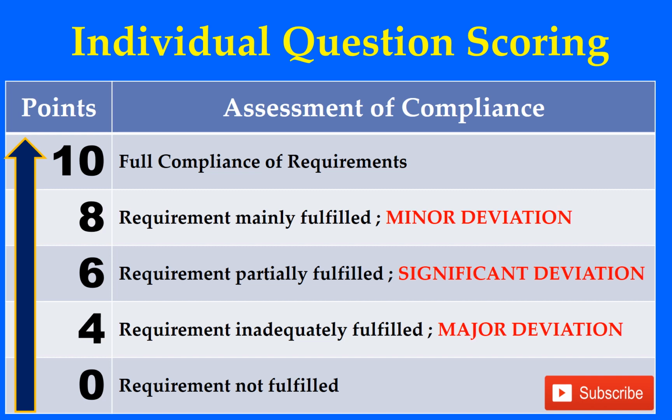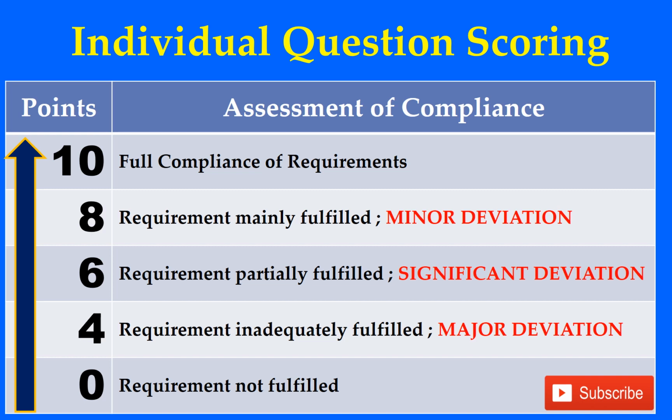8 stands for requirements mainly fulfilled. There is a minor deviation. 6 stands for requirements are partially fulfilled and there is a significant deviation. 4 stands for requirements inadequately fulfilled and there is a major deviation. And 0 stands for requirements are not fulfilled. In the standard, each point is having clear-cut requirement mentioned to allot the correct score as per the evidence observed.